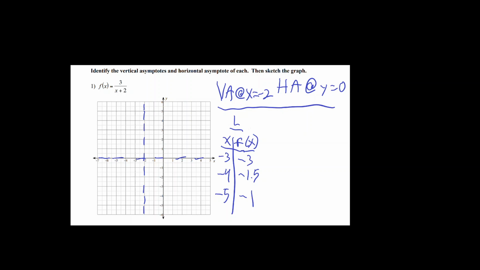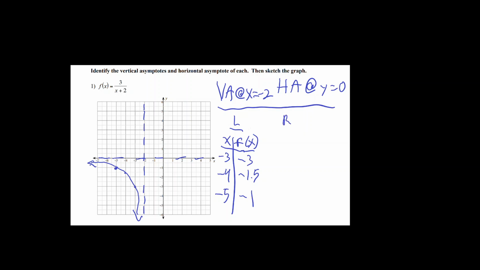And now we're just going to plot our points. So go over to -3, down to -3. At -4, we go down to -1.5. And then at -5, we just go down to -1 right there. And now you'll see it's kind of curving like that. And all of these graphs will have the same general shape and look like that, kind of like a sideways parabola. All right, so that's the left-hand side.